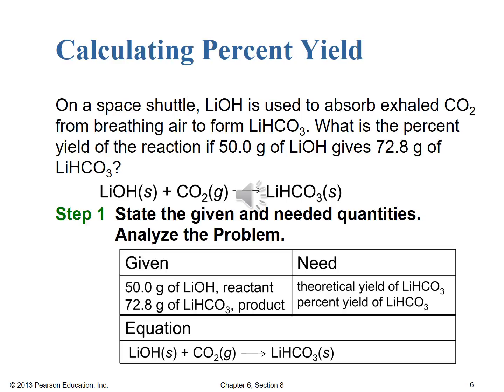We'll analyze our problem here to see that we're given 50.0 grams of lithium hydroxide reactant, and we recovered 72.8 grams of lithium hydrogen carbonate product. What we need to know is the theoretical yield of lithium hydrogen carbonate. How much should we have made if all of that 50.0 grams of lithium hydroxide reacted, and then we'll find the percent yield once we find the theoretical yield, because we already know the actual yield is 72.8 grams of lithium hydrogen carbonate product.